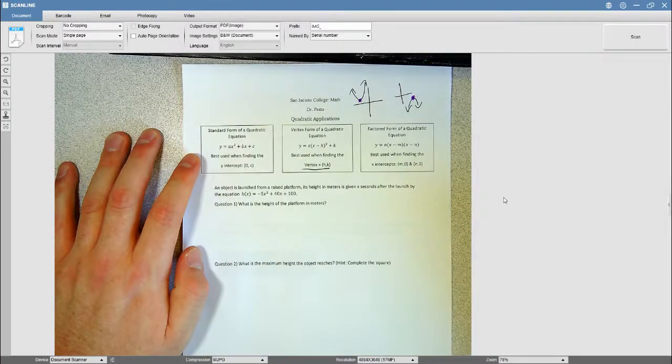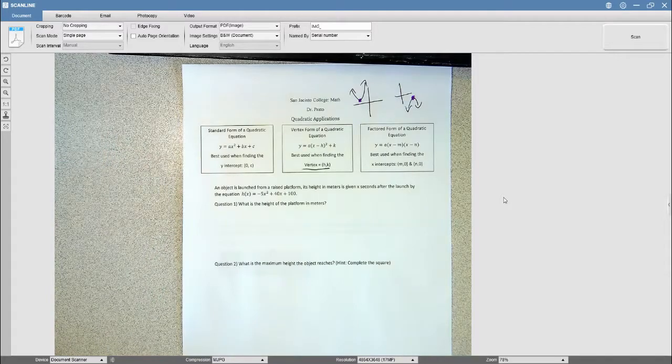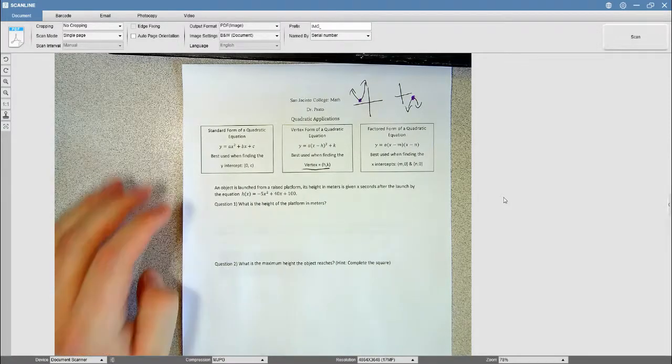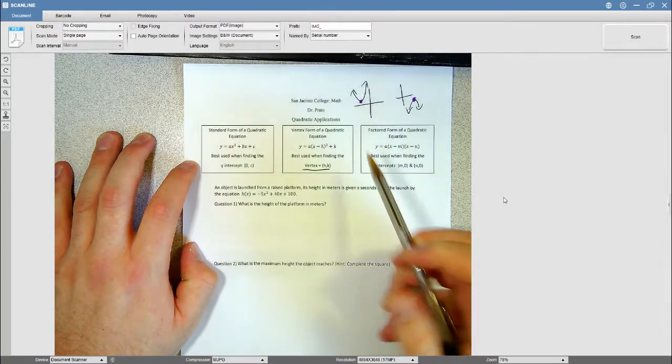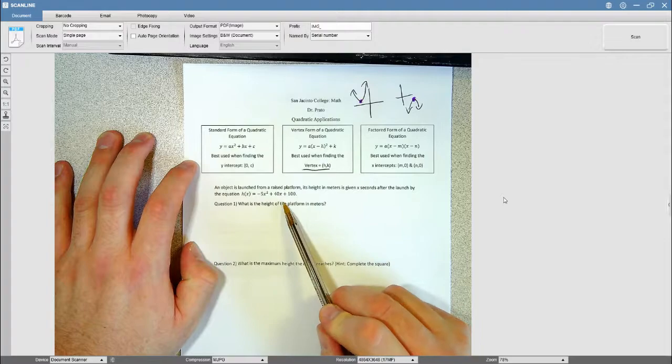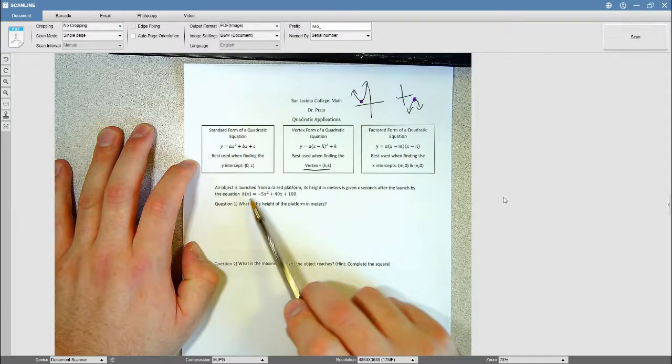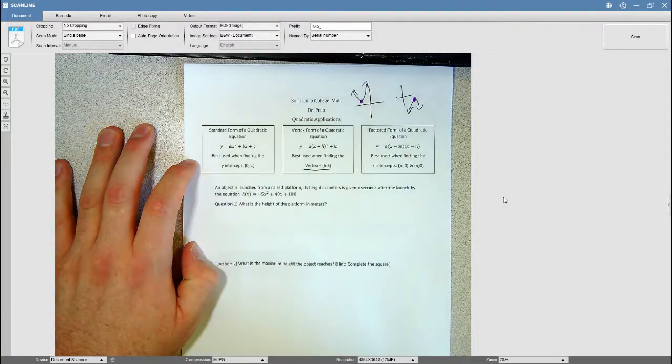Okay, let's talk about this first problem. An object is launched from a raised platform. Its height in meters is given x seconds after the launch by the equation h of x equals negative 5x squared plus 40x plus 100. Question 1. What is the height of the platform? So you see how this is one of those initial conditions. We want to figure out how high the object is at time equals 0.